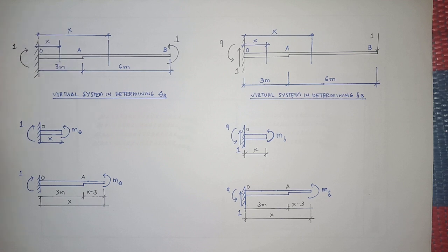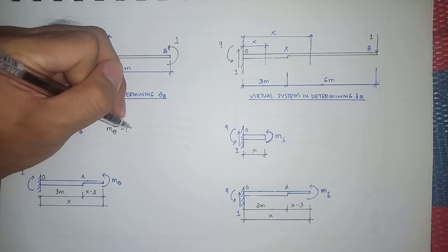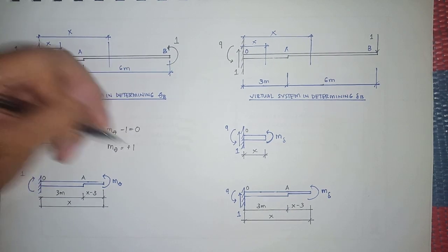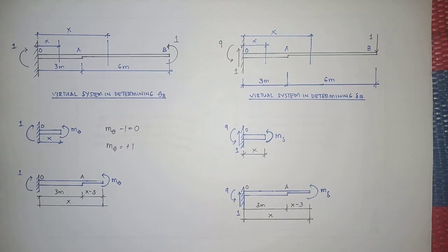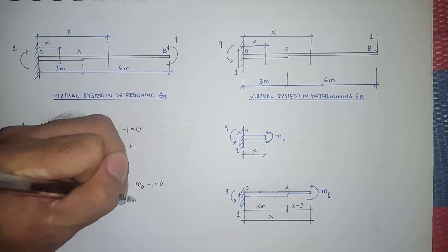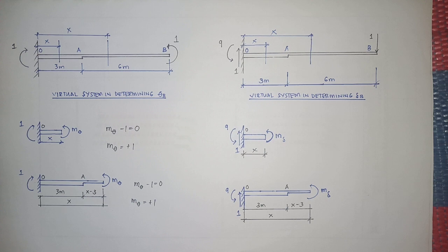Ito yung ating virtual system. So, ganun din yung gagawin natin. So, we have m sub theta counterclockwise minus 1 equal to 0. So, m sub theta is equal to positive 1. In the same manner, pagdating dito, walang magbabago. Okay? So, same lang naman yung makikita natin. So, we have m sub theta minus 1 is equal to 0. So, same lang, m sub theta is equal to positive 1. Okay, ito po yung moment equation natin for the slope.